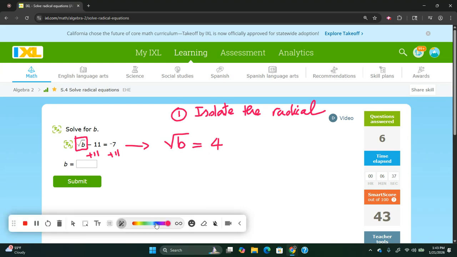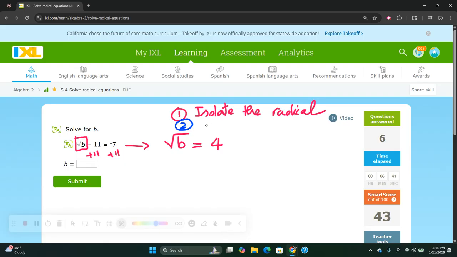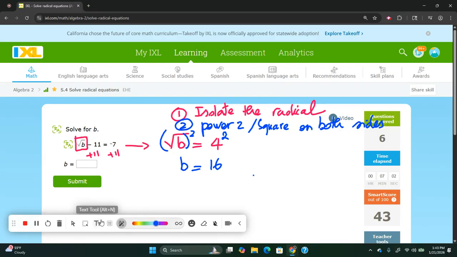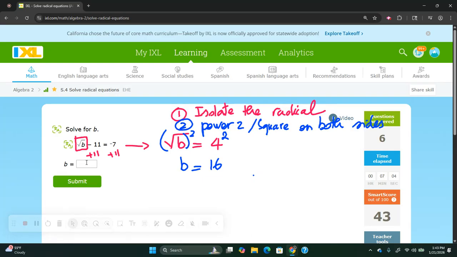Okay, so now you're ready for step number 2. Step number 2 is power 2, or you can call it square, on both sides. Okay, so let's do it. Power 2 right here. So you come out b equal 4 squared, which is 16. So the answer is b equals 16.